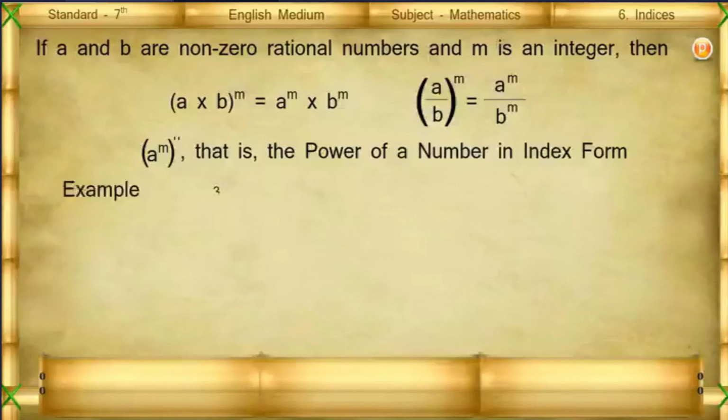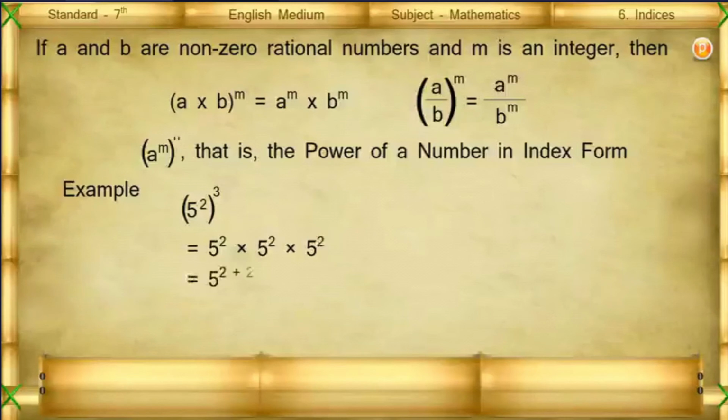Example: (5 raised to 2) whole raised to 3 is equal to 5 raised to 2 into 5 raised to 2 into 5 raised to 2, which is equal to 5 raised to 2 plus 2 plus 2, which is equal to 5 raised to 2 into 3, which is equal to 5 raised to 6.